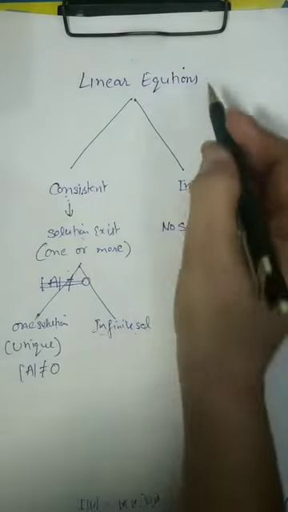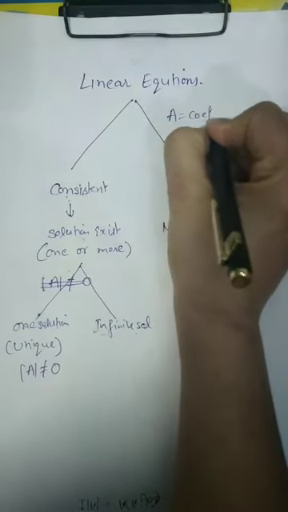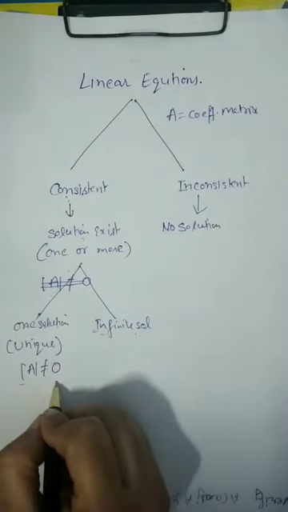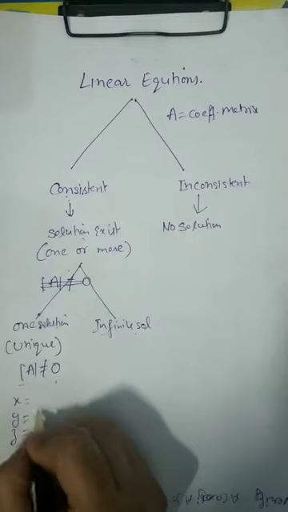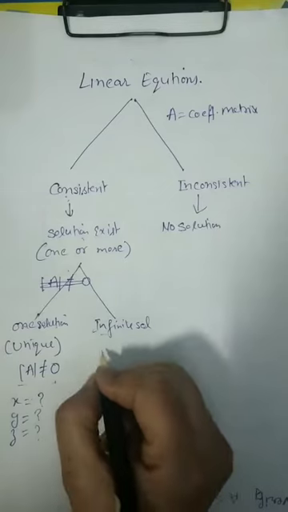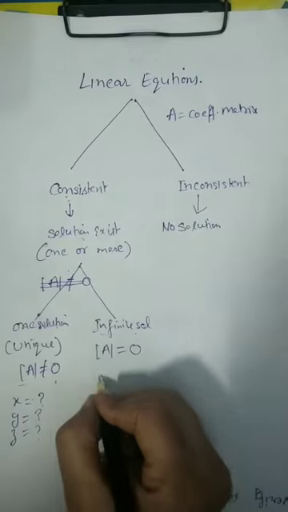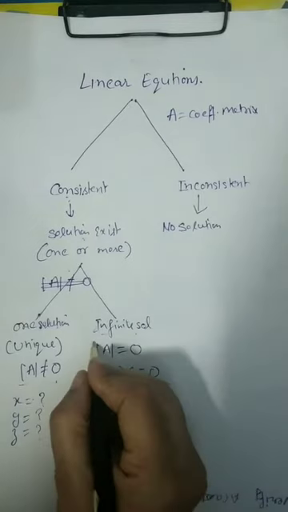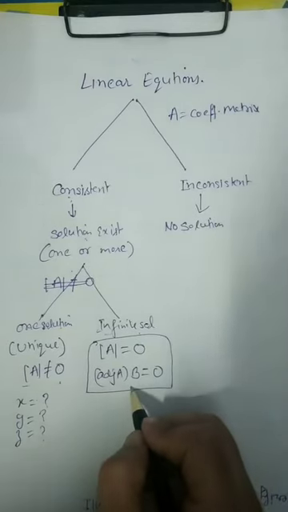What is A? When we are given linear equations, A is the coefficient matrix. So if the determinant of the coefficient matrix is not 0, then there is one solution. That means x, y, z, whatever the variables are, each has one value, so we can solve it. Infinite solution is when determinant of A becomes 0. If determinant of A is 0, then we calculate adjoint of A into B. If this is also 0, if both these conditions hold, then we say that the equation has infinite solutions.